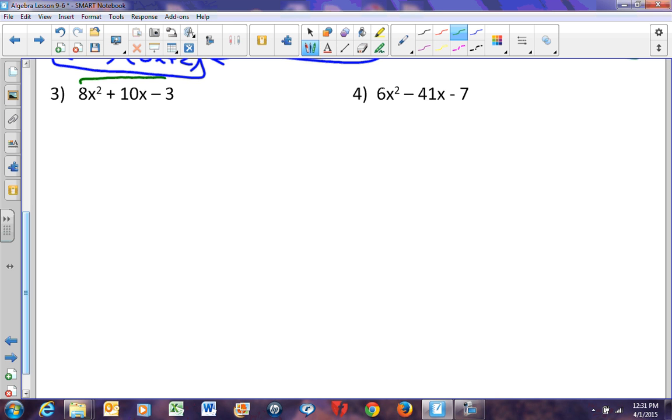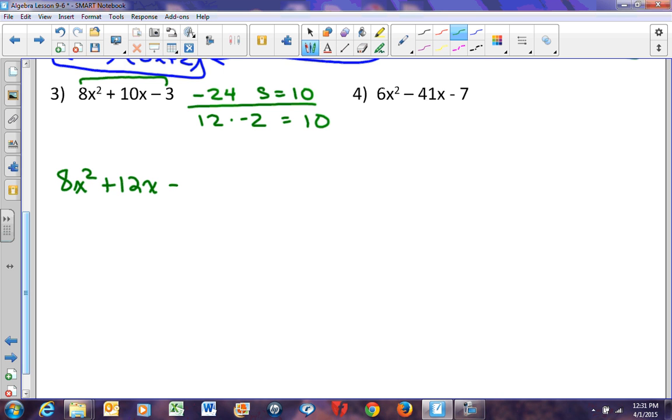Number 3, I need a product of, it looks like that's the same one we did before. I need a negative 24, and I need a sum of positive 10. Okay, it's not quite the same. So I need two numbers that multiply together to give me a negative 24, and add together to give a positive 10. That's going to be positive 12 times negative 2, which is going to give me a positive 10. So I'm going to do 8x squared plus 12x minus 2x minus 3.